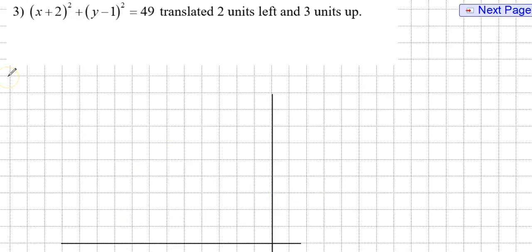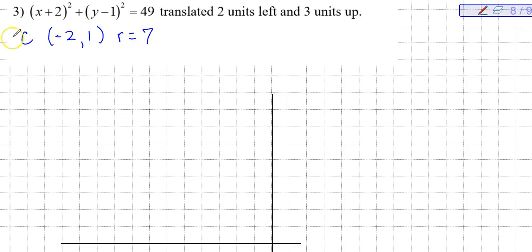Last one. Okay, so here I've given you an equation of a circle, but I want you to write the equation of this circle that's been translated 2 units left and 3 units up. What am I going to do? Yeah, let's do some math. What's the center of my original circle? What zeros this quantity out? What zeros this quantity out? So there's my center. And my radius, square root of 49.